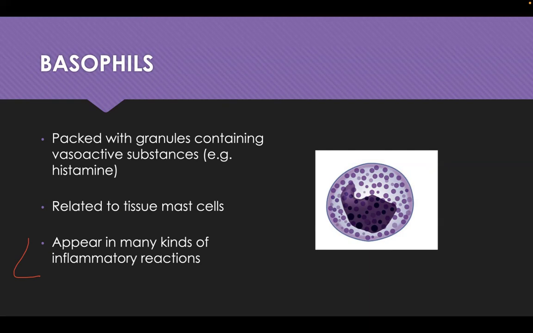It's trying to show it in this diagram here, is they're packed with granules that contain important vasoactive substances. For example, histamine, which increases blood flow and vascular permeability, and also proteolytic enzymes such as elastase, which help break down tissue components. So they play a key role in inflammatory reactions, particularly those involved in acute allergic responses and a parasitic infection. And they also have IgE receptors, which means they are involved in allergy and hypersensitivity reactions, similar to mast cells.